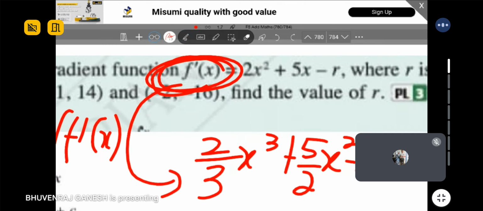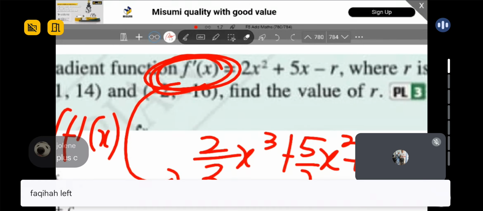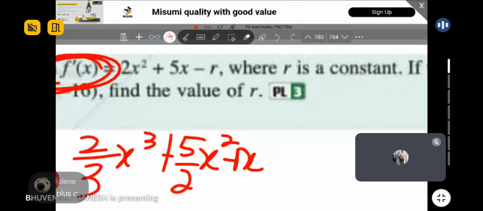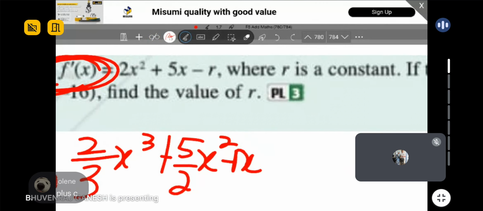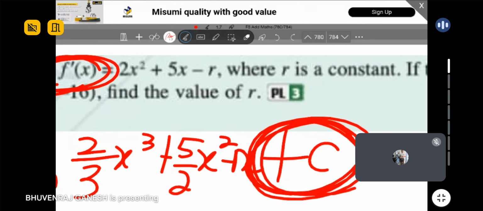Okay, guys. I write like this. Correct or not? Adakah dia betul? Yes. Okay, guys. Always remember, plus C ya. A lot of people forget this. Banyak orang lupa. Untuk pengamilan tak tentu, kena tambah C. Indefinite means always plus C.